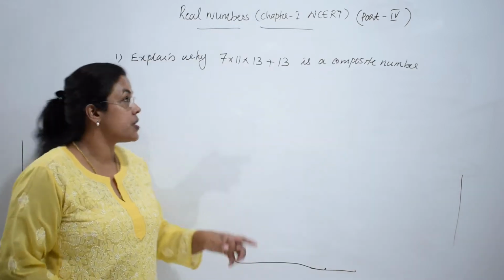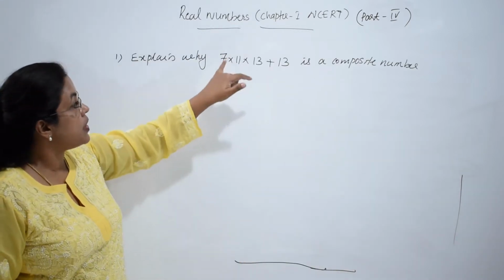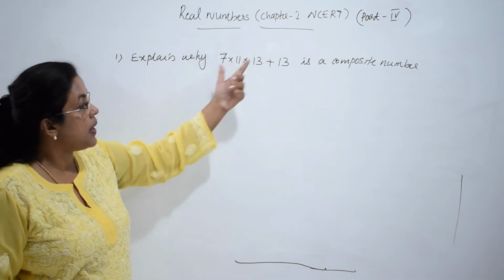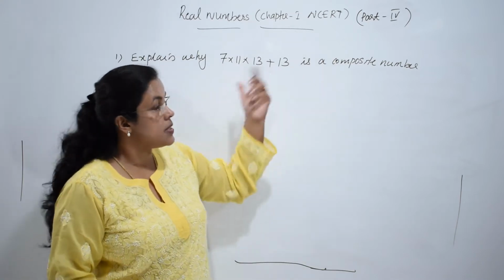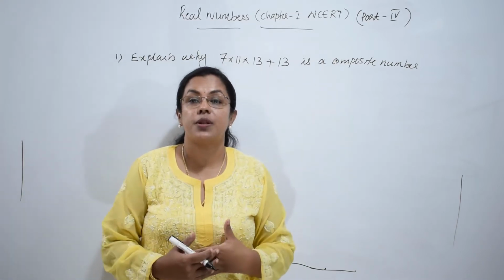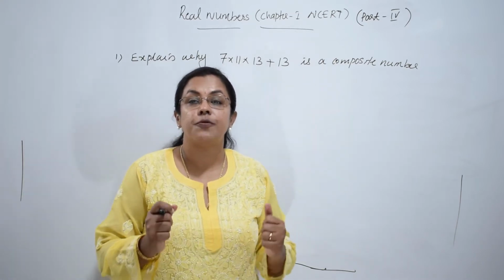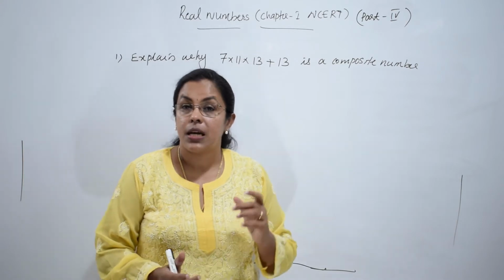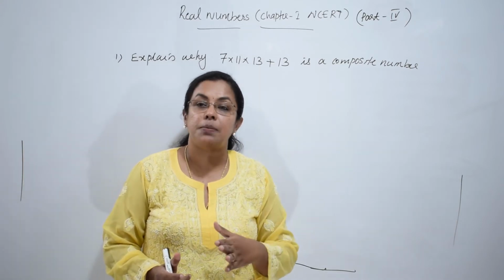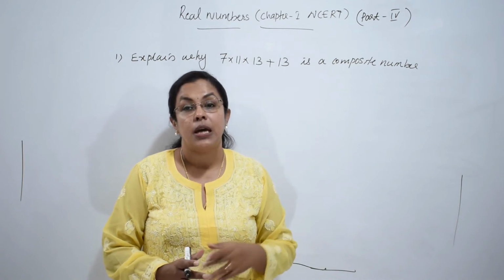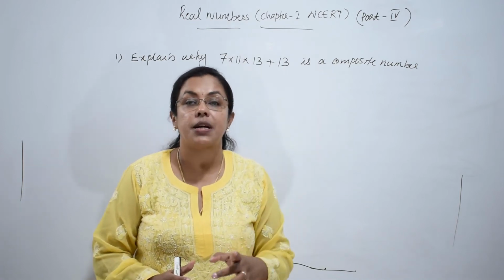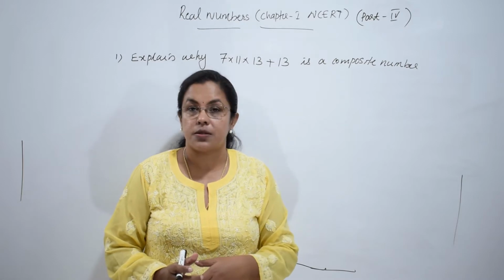Now look at this question. Explain why 7 into 11 into 13 plus 13 is a composite number. We have to show this is a composite number. How can we show that? We know using the fundamental theorem of arithmetic, any composite number can be written as the product of prime factors in a unique way.